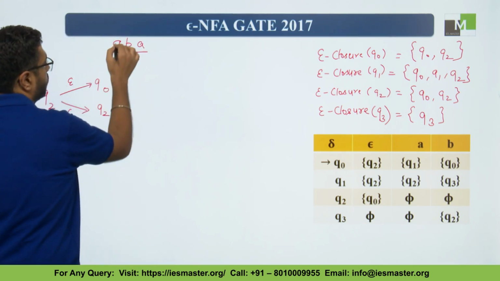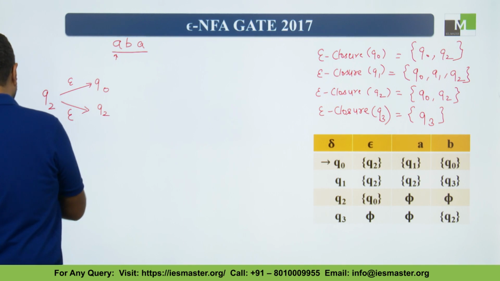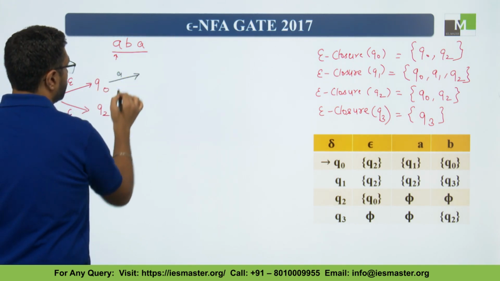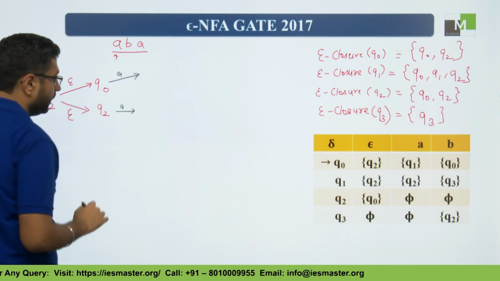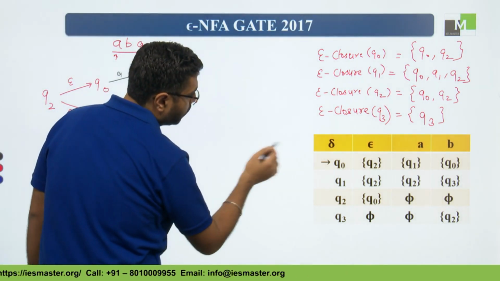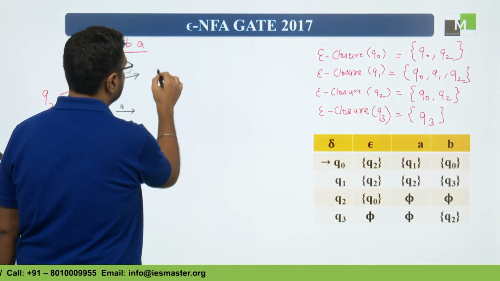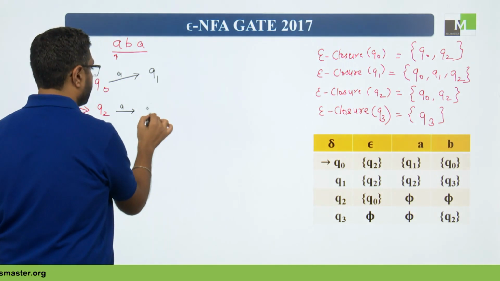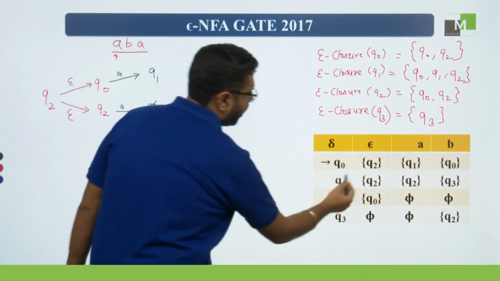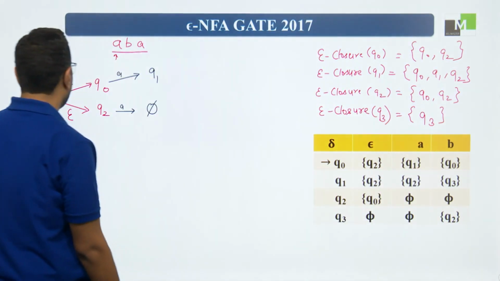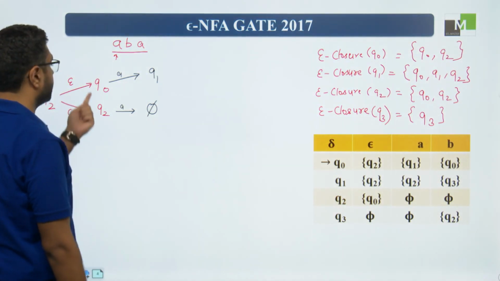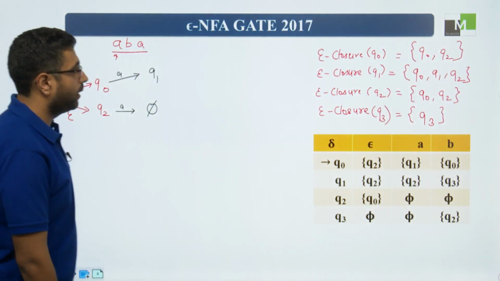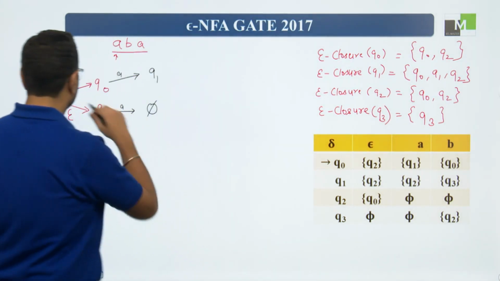Now on Q naught, first of all we'll consider A. Now what happens if I get an A? On Q naught if I get an A, on Q2 if I get an A, what happens? On Q naught if I get an A, I will get Q1. On Q2 if I get an A, I will get phi, right? So Q naught, Q1, Q2, phi, and I have just taken the epsilon closure of Q2, which is nothing but Q naught, Q2, correct? I hope till this point things are clear, right?